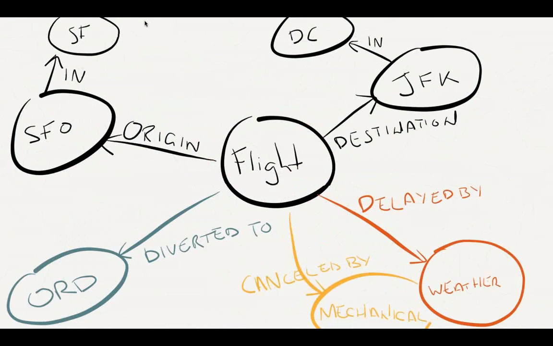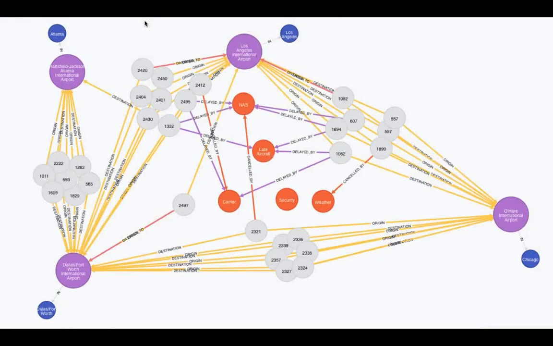This is the kind of graph that we're looking at. Flights have an origin, a destination. They can be cancelled, they can be diverted, they can be delayed. If you plot that out over many flights, you get this kind of graph. So this is an actual graph of flights going around the United States, around LA, Chicago, and Dallas and Atlanta. And Chris has been graphing these and using them to help direct some of his flight choices.